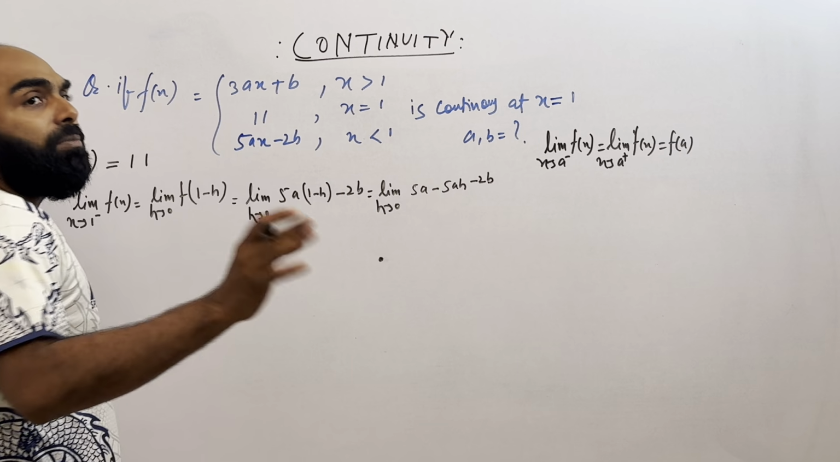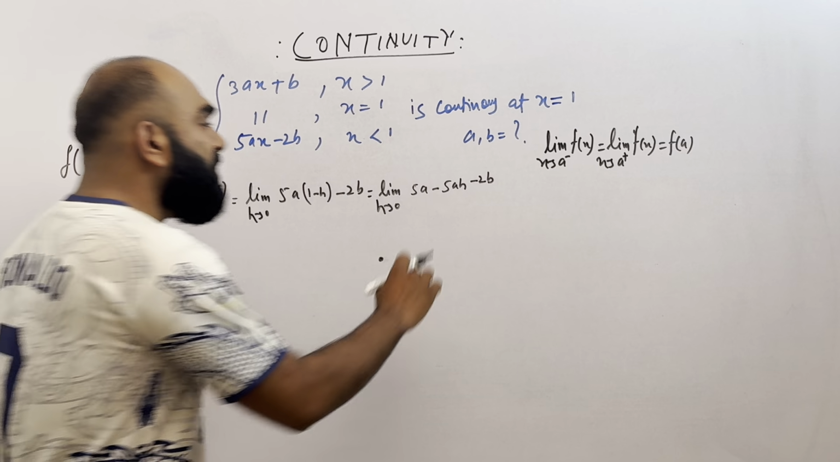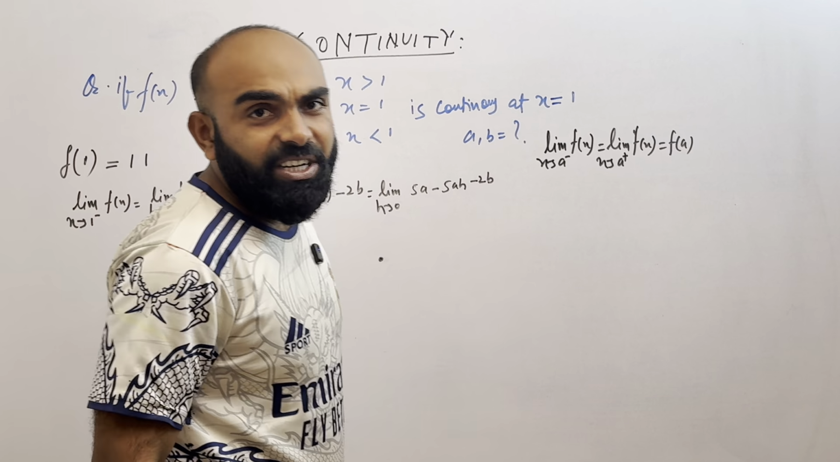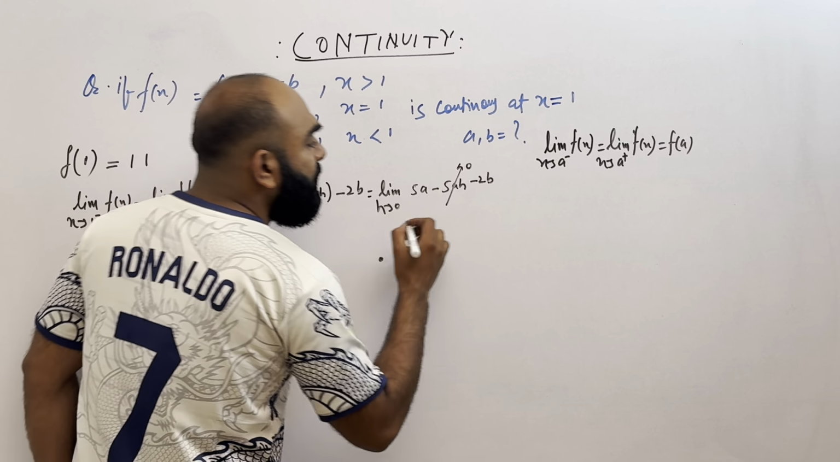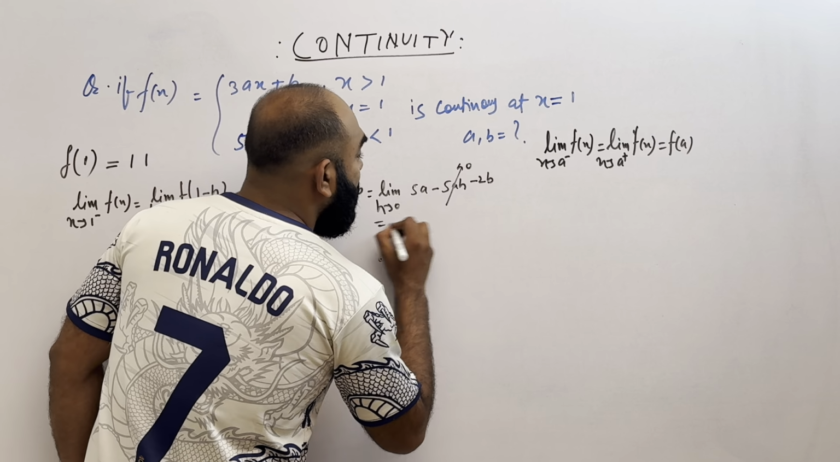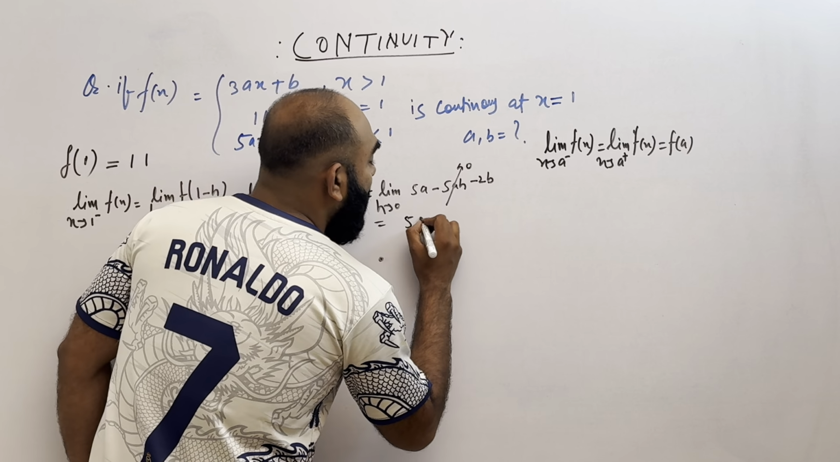Now, is there any term of h in the denominator? Sir, not a single term of h in the denominator. Then directly keep the value of h tending to 0 only. H is tending to 0, keep h as 0. If you keep h as 0, this will go and the value will be, sir, 5a minus 2b. This is the value of limit x tends to 1 minus. I have to talk about x tends to 1 plus. Let's talk about it.